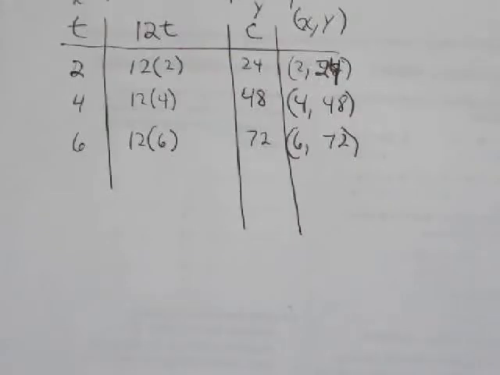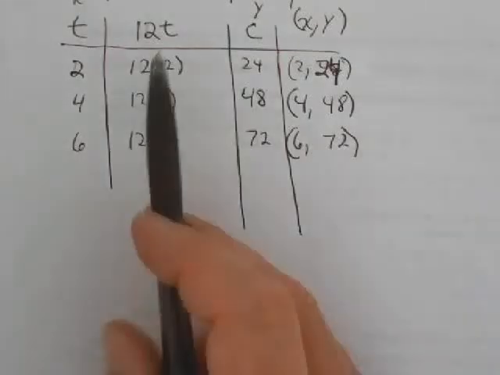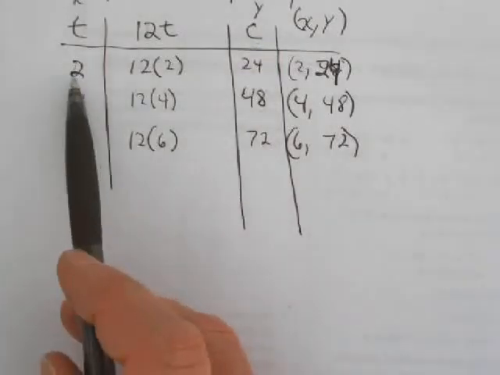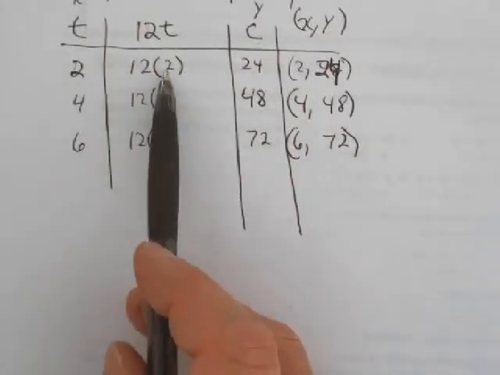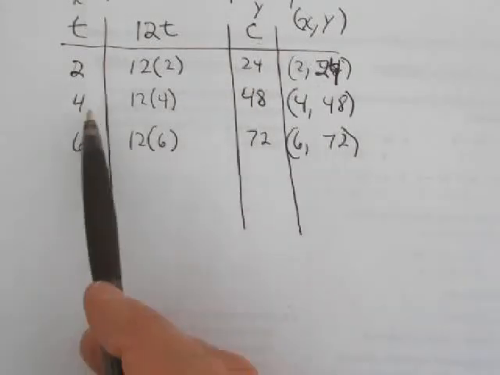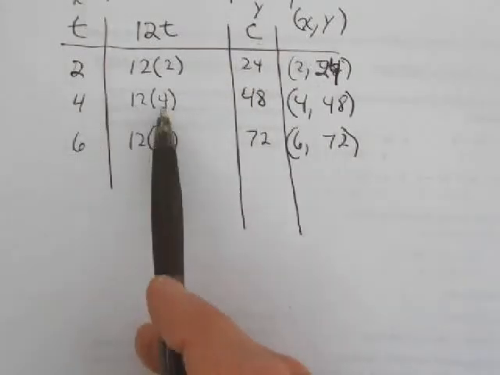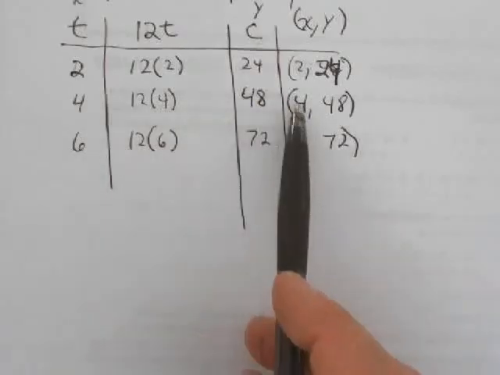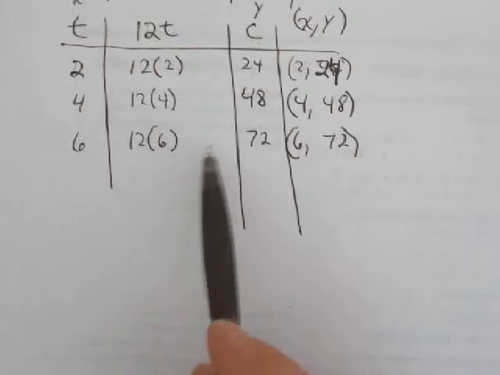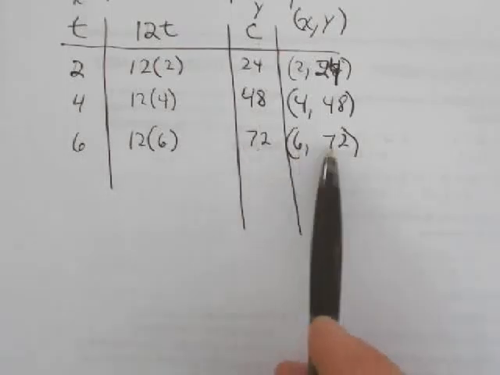All right, here's my second table. Sorry, it's a little messy. I made a mistake and I had to correct it. In this case, I've got t, 12t, and c because our equation was c equals 12t. If I buy 2 tickets, 12 multiplied by 2 would be 24, so I plot the point (2, 24). If I bought 4 tickets, 12 multiplied by 4 would be 48. I plot the point (4, 48). And if I bought 6 tickets, 12 multiplied by 6 is 72. I plot the point (6, 72).